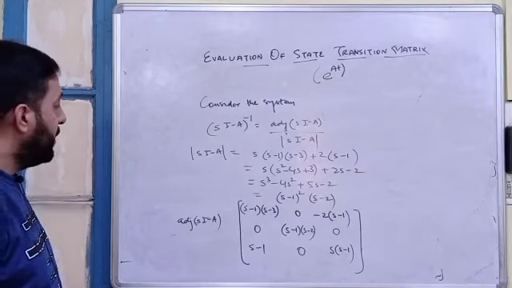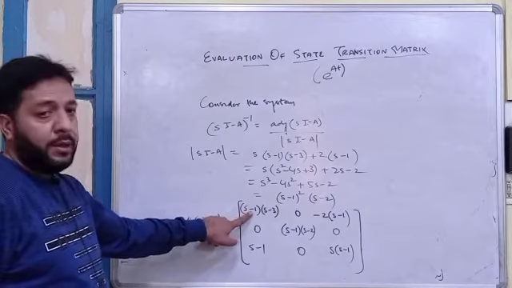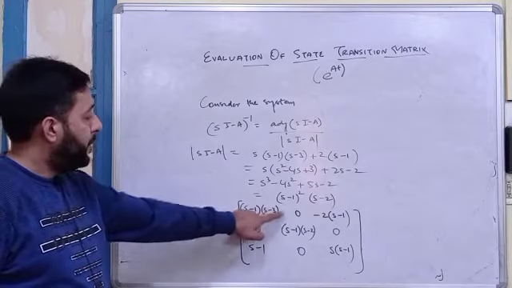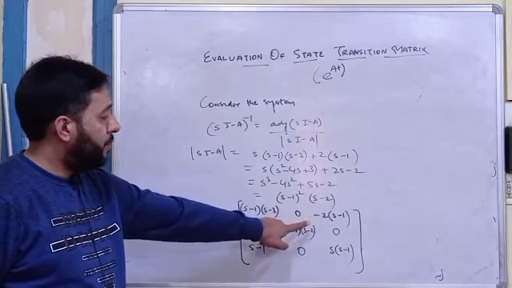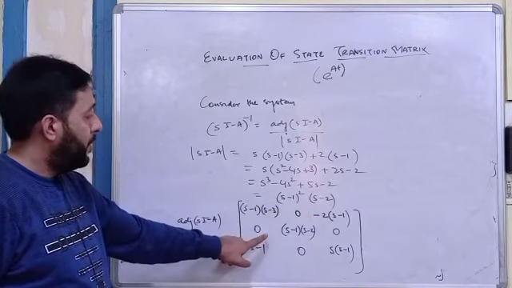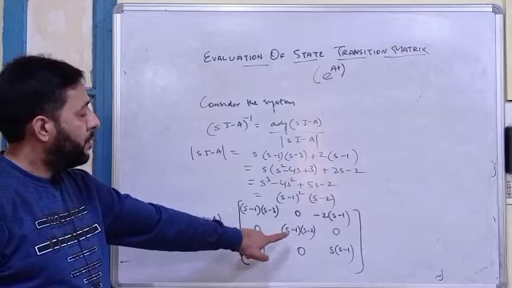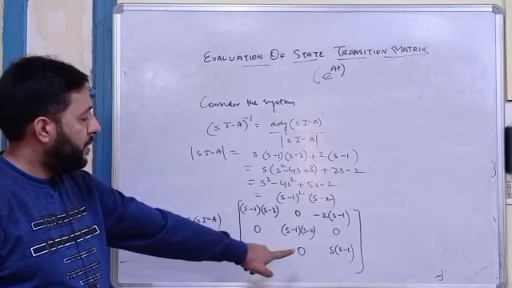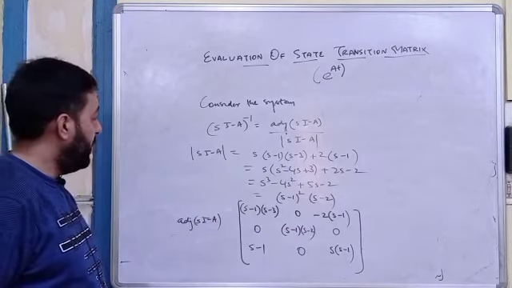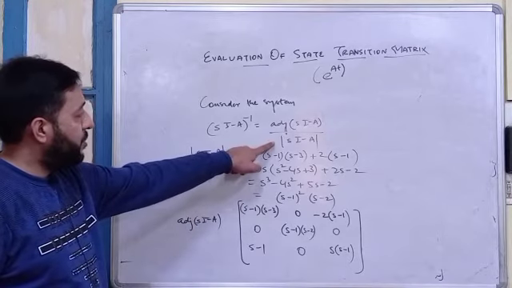So here we are. s minus 1, s minus 3, 0, 2s minus 2. Sir, 2s plus 2, I guess. Minus 2s plus 2. 0, s square minus 3s plus 2, 0. s minus 1, 0, s square minus 1. The inverse triangle, you write it like that.